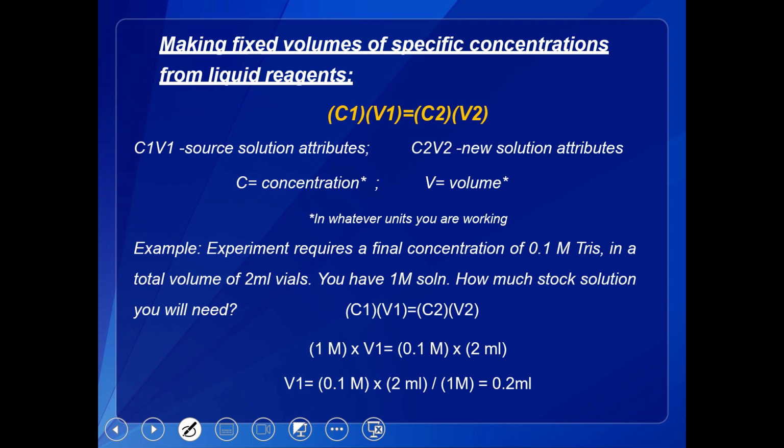So an experiment requires a final concentration of 0.1 millimolar of Tris in a total volume of 2 ml vials. You have a 1 molar solution. How much stock solution will you need? So you write out your equation like I always tell you. Then you make your chart like we did with the other one. So C1, V1, C2, V2, right? So final concentration is always going to be your 2.